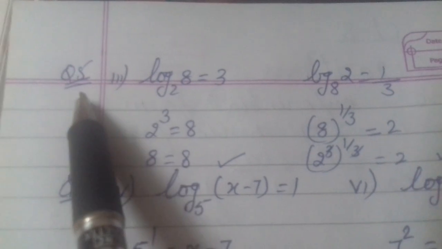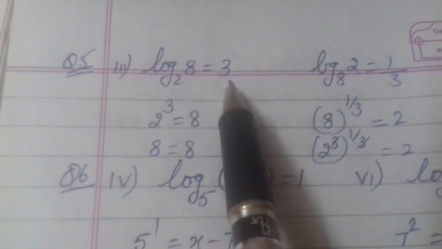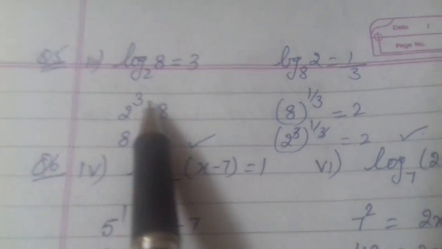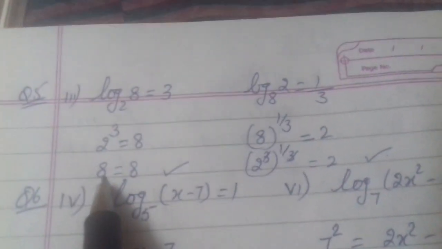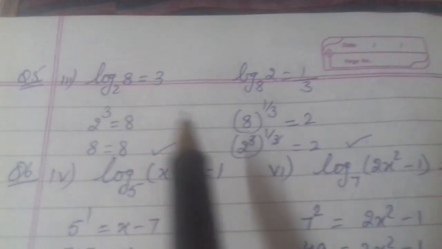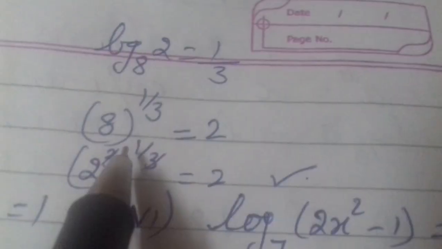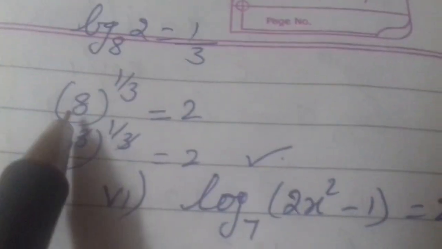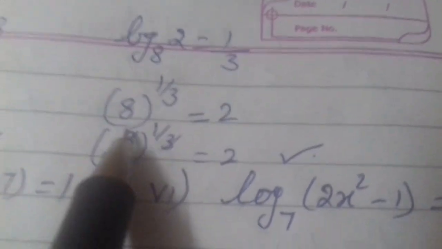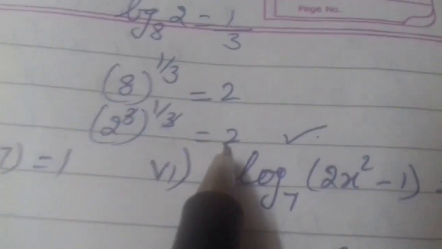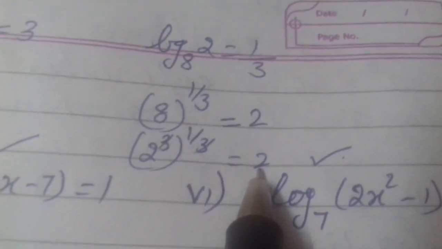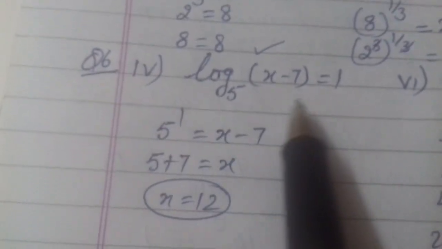Yes students, fifth question, state true or false. This is given to you. Write it in exponential form. 2 power 3 is 8. They are same, so it is true. Same way, write it in exponential form. 8 can be written as 2 power 3. 3 and 3 will get cancelled. You are left with 2 is equal to 2. So this is true.